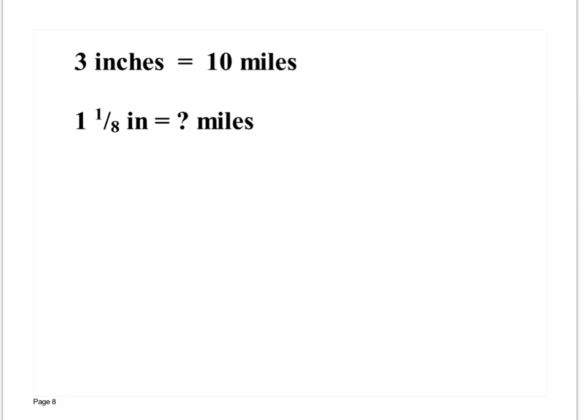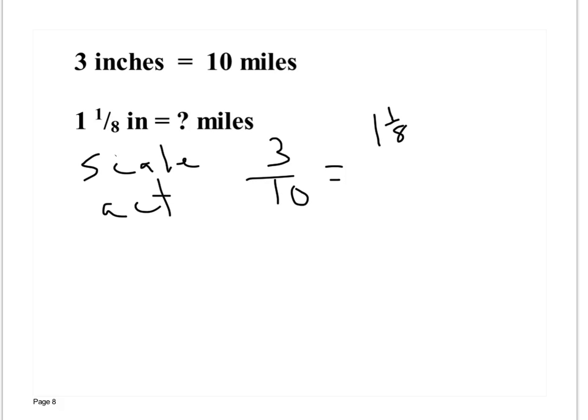Okay, so what we can do is set up a proportion. Let's do our scale on top and our actual on bottom. My scale is 3, my actual is 10. My scale is 1 1/8. My actual, I don't know, right? That's my x. Okay. Any questions so far? So we just set up and then we cross multiply.